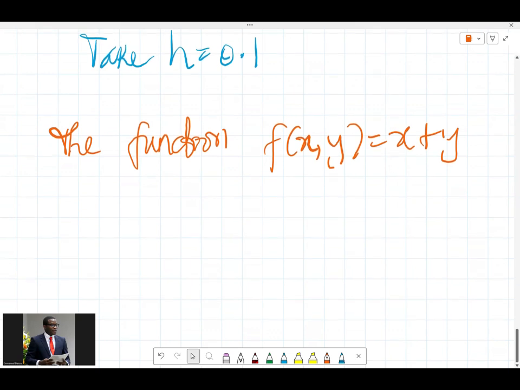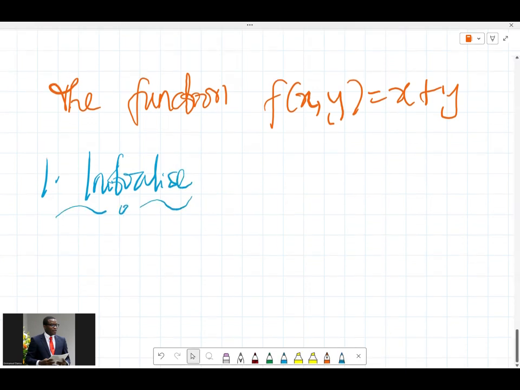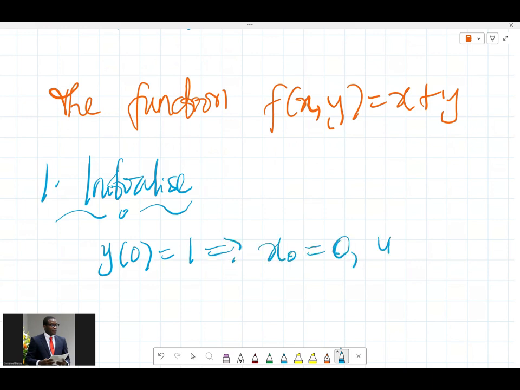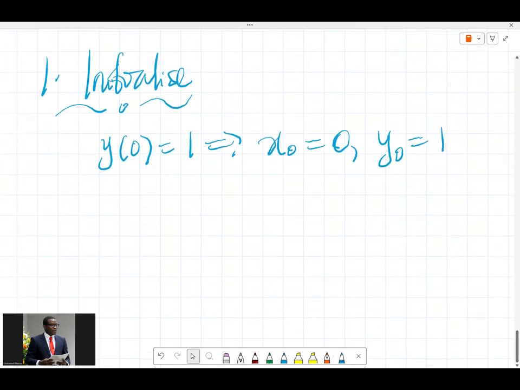So the first thing we want to do is to initialize. To initialize means we have the initial condition, that is y of 0 equals 1. That implies that x naught is equal to 0 and y naught is equal to 1. So that's the starting point, and with that, we can go on.